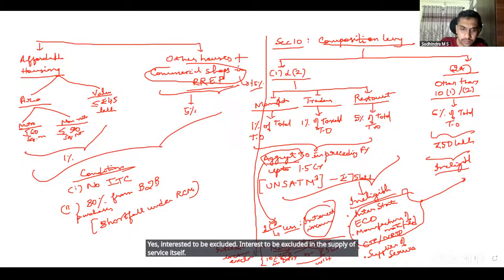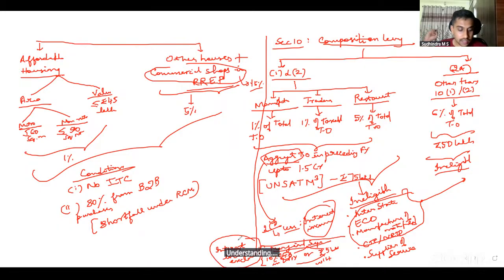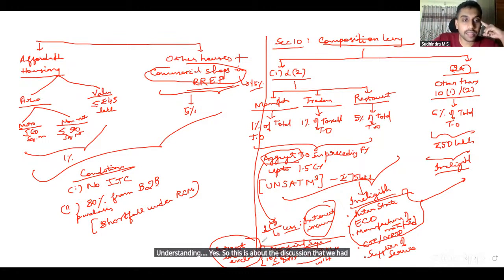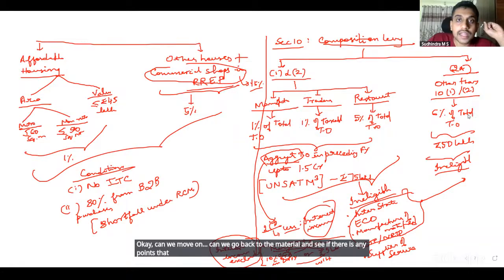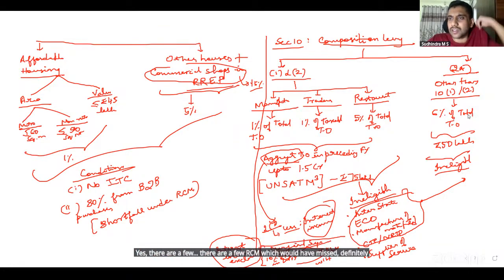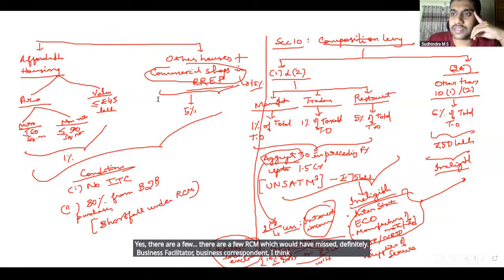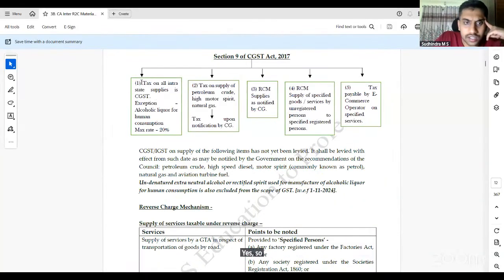Understanding? Yes, sir. So this is about the discussion that we had on composition levy. Okay, can we move on? Can we go back to the material and see if there are any points that we have missed? Yes, there are a few RCM items which we would have missed, definitely. Business facilitator, business correspondent, I think we didn't discuss. Yes, so we'll go through that.